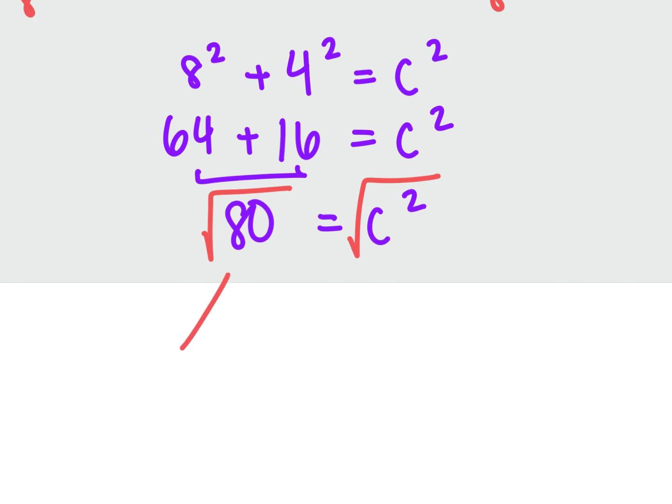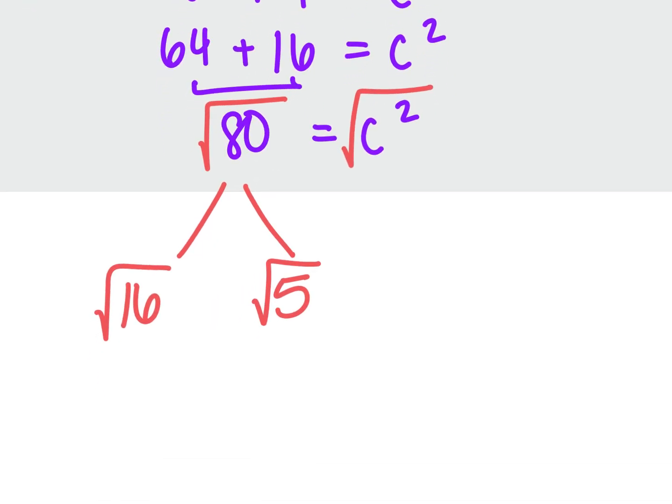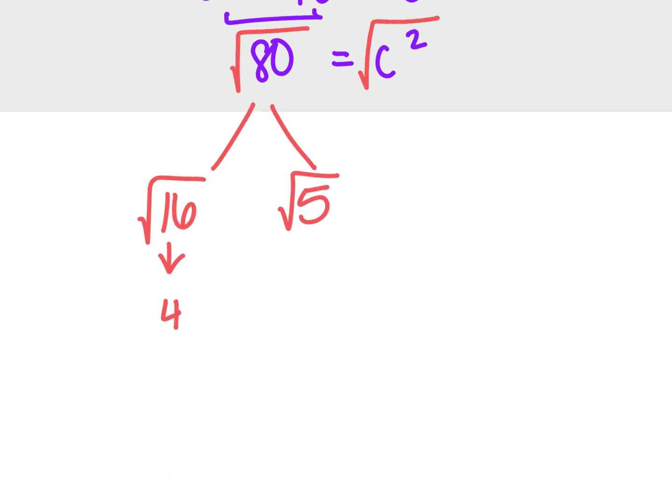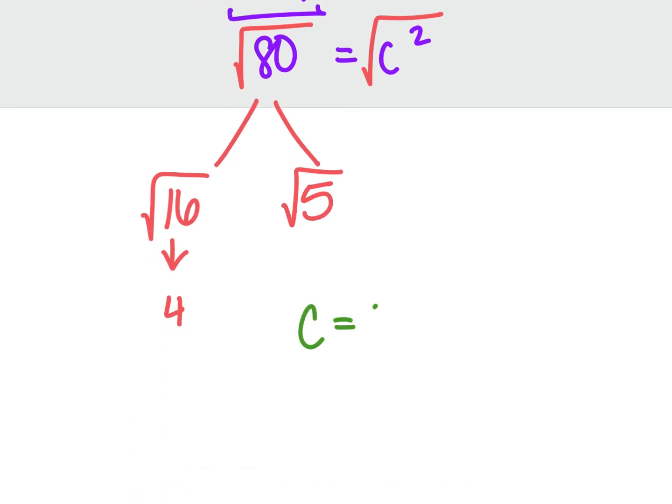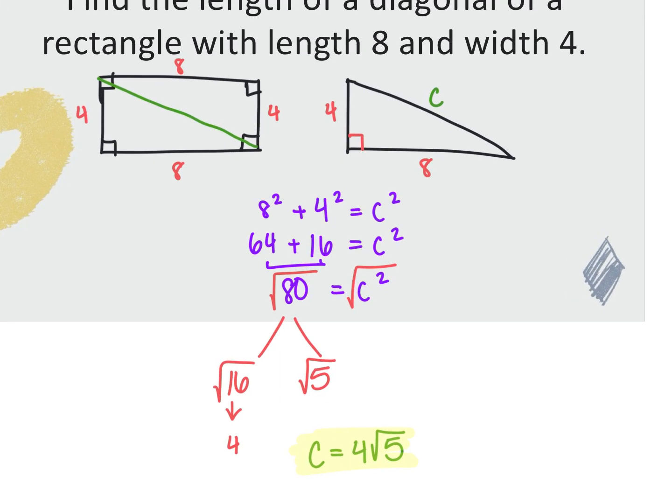So simplifying it, I'm going to use 16 and 5. You could use any numbers, okay? But you're going to just have more work. Why am I using 16 and 5? Because I know 16 is a perfect root. This is going to give me 4. So I know my hypotenuse equals 4 radical 5. Okay, so looking at this one, my c, my hypotenuse, my diagonal is 4 radical 5.